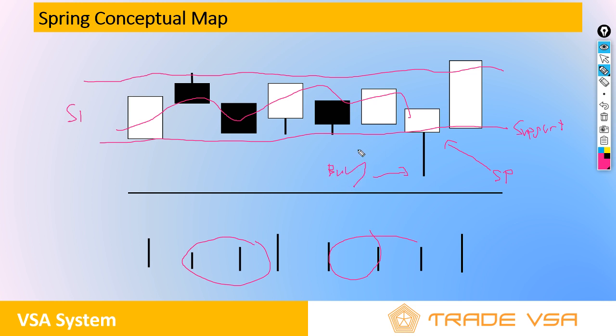Once they shake off all these weak holders, it will usually confirm with an up bar. If it comes with high volume with an 18 line change, usually this is a very good quality shakeout.